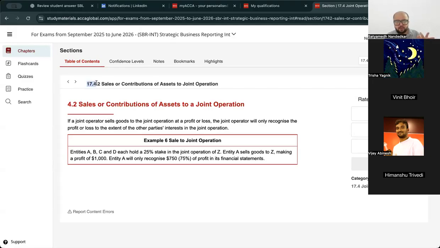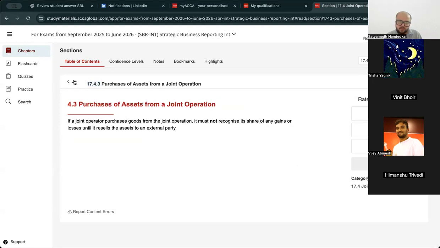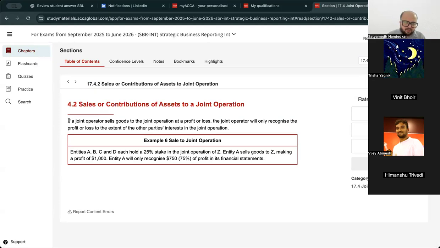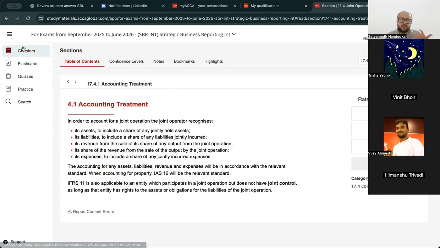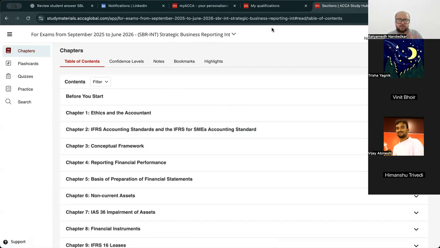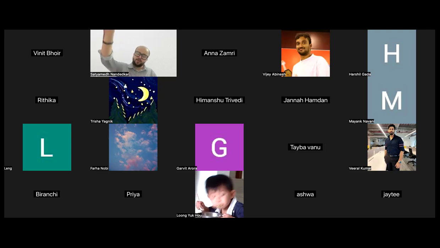So 17.4.2, sale or contribution of assets to a JV, or purchase of assets from a joint operation. This paragraph contains quite a lot, and it's very important. We usually tend to ignore that. And the second point, which I told you: an investor sells a non-current asset to an associate. It is sold at an amount which is lower than the carrying amount. Then the entire amount of impairment loss should be considered.